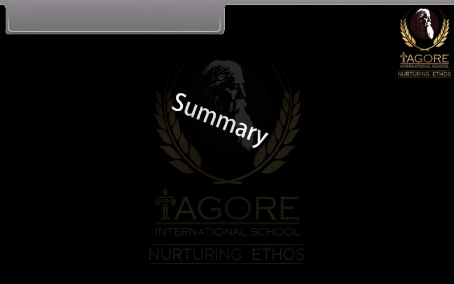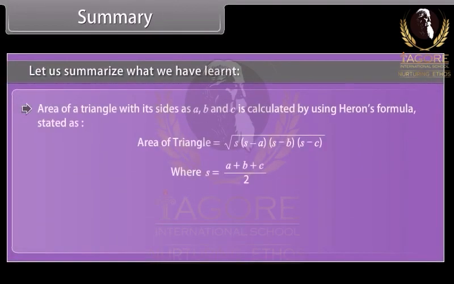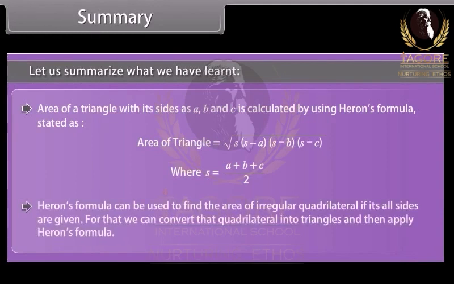Summary. Let us summarize what we have learned. The area of a triangle with its sides as a, b and c is calculated by using Heron's formula. Heron's formula can be used to find the area of an irregular quadrilateral if all its sides are given. For that, we can convert that quadrilateral into triangles and then apply Heron's formula.